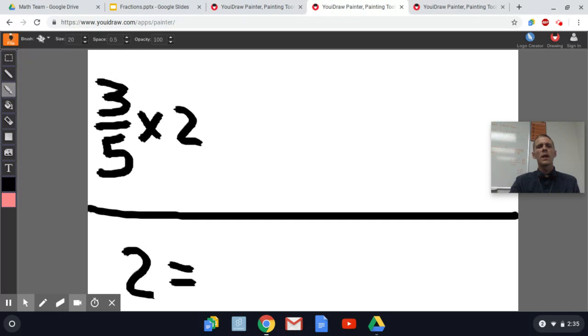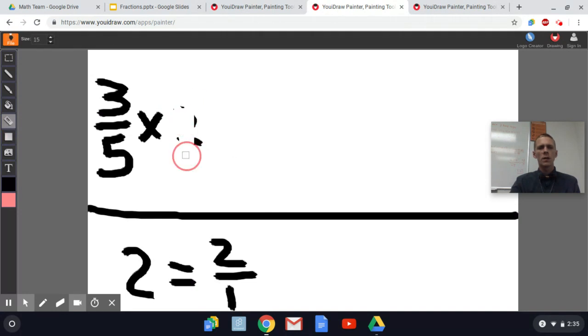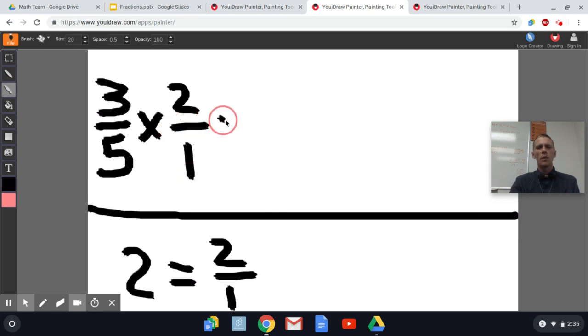I repeat that. We got to make 2 a fraction. So in order to turn 2 into a fraction, we take the 2 and we put it over 1. So now our new fraction is going to be 3/5 times 2 over 1. And then we'll simply multiply straight across. So 3 times 2 gives us 6, and 5 times 1 will give us 5.